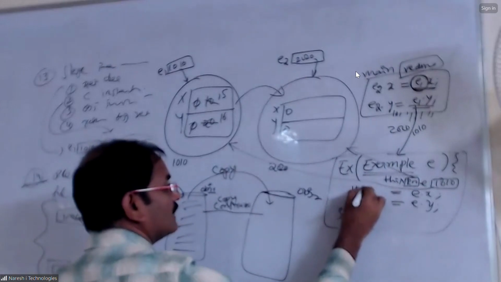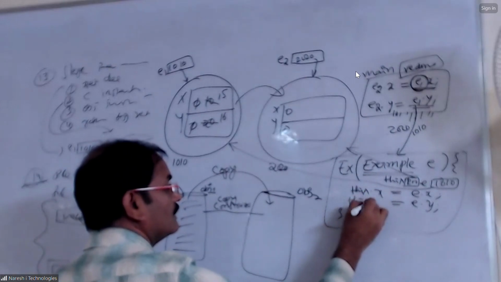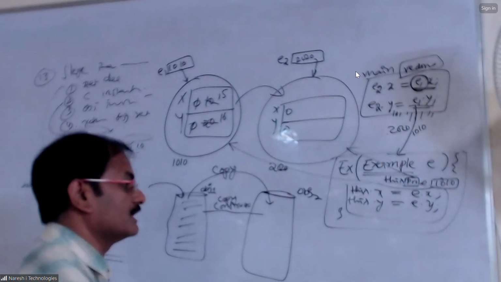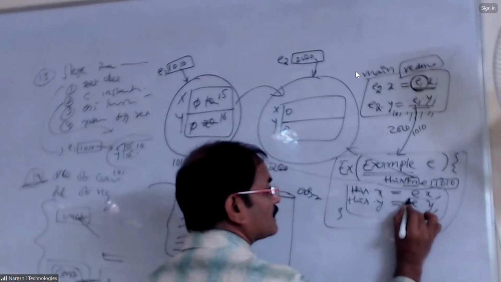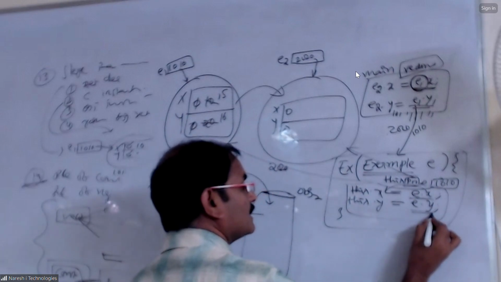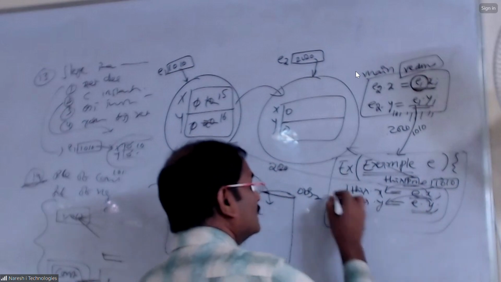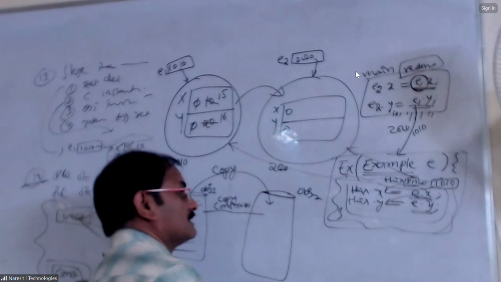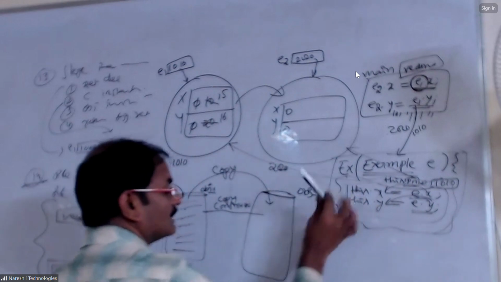So what logic do I have to write? this.x equal to e.x and this.y equal to e.y. What is the meaning of this.x equal to e.x? Copy the argument object x value into the current object. Copy the argument object y value into the current object. Now this logic works for any passed object. So now how to call this constructor?